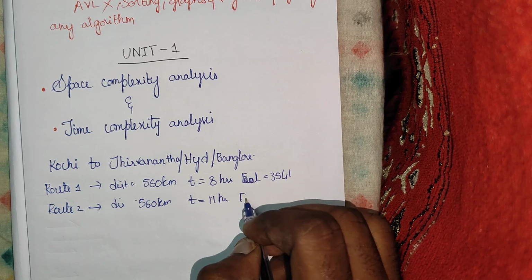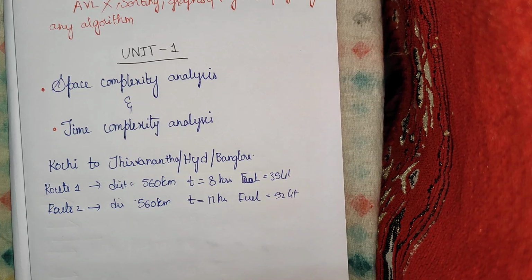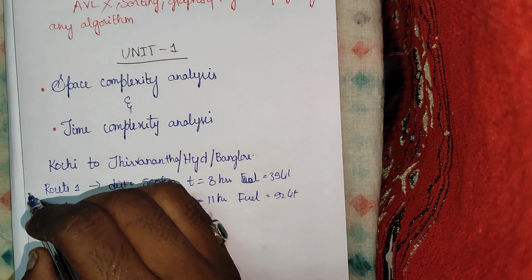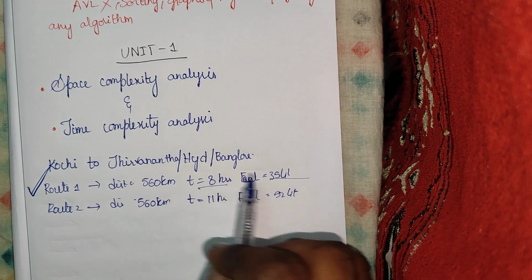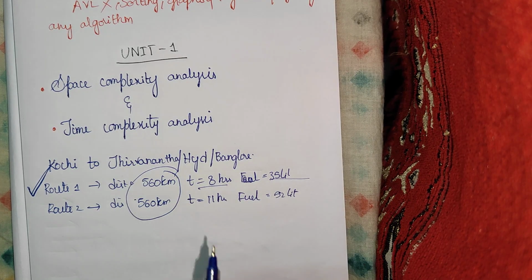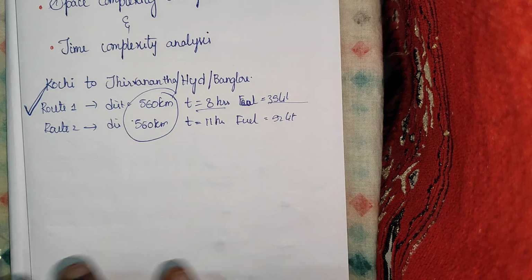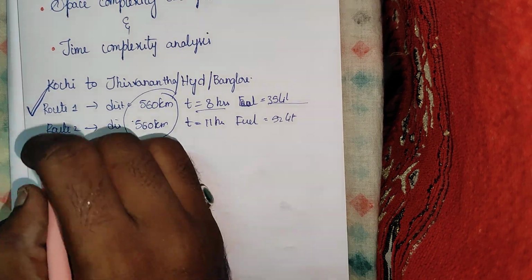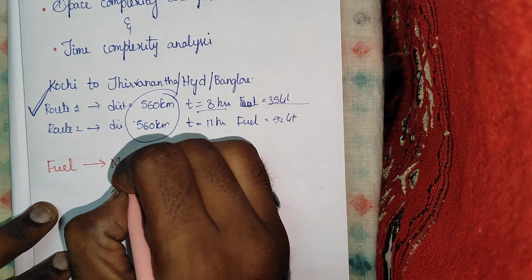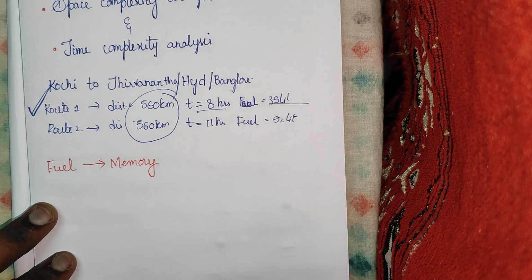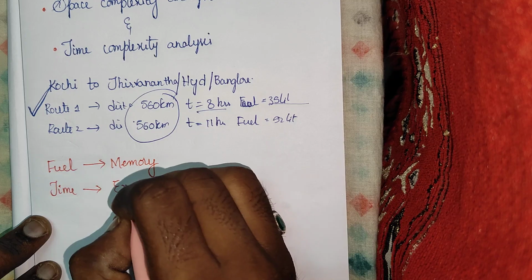11 hours. Fuel is 52 liters. As a real life example, we can say that route 1 is better. Why? The time is less, the fuel consumption is less, yet the same distance. So we can say better efficiency. Now, while comparing with algorithms, the fuel here is memory, and the time is execution time.